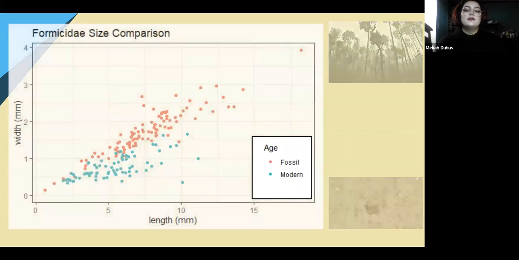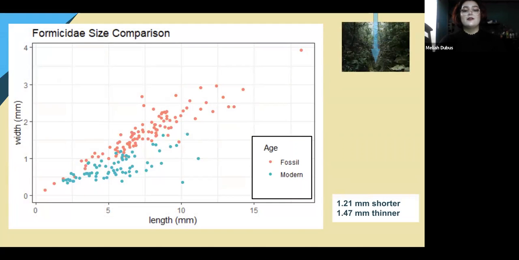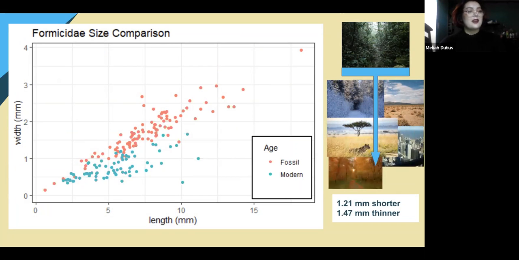Overall, the ants from the Florissant fossil beds have gotten 1.21 millimeters shorter and 1.47 millimeters thinner as they've diversified from the rainforest that was there to other ecosystems like urban, deciduous, desert, etc. areas.